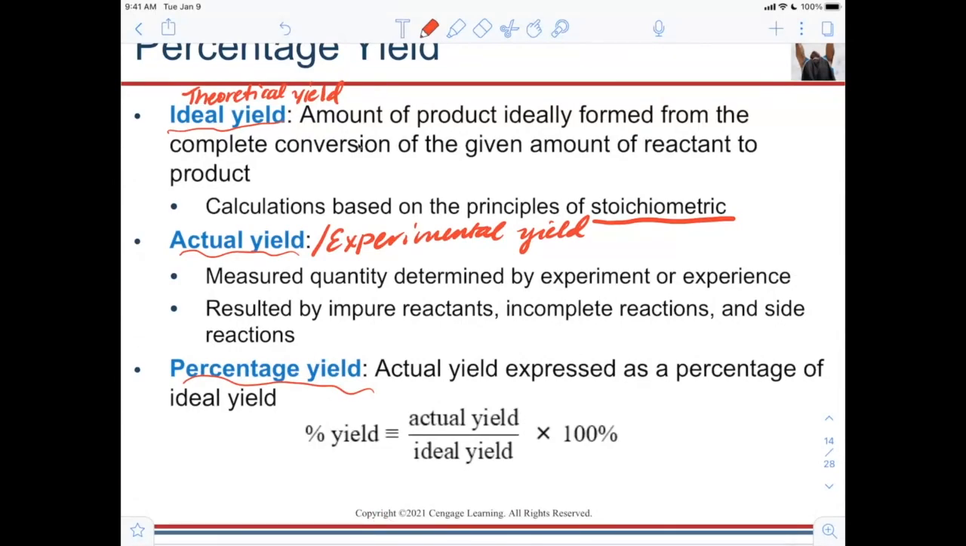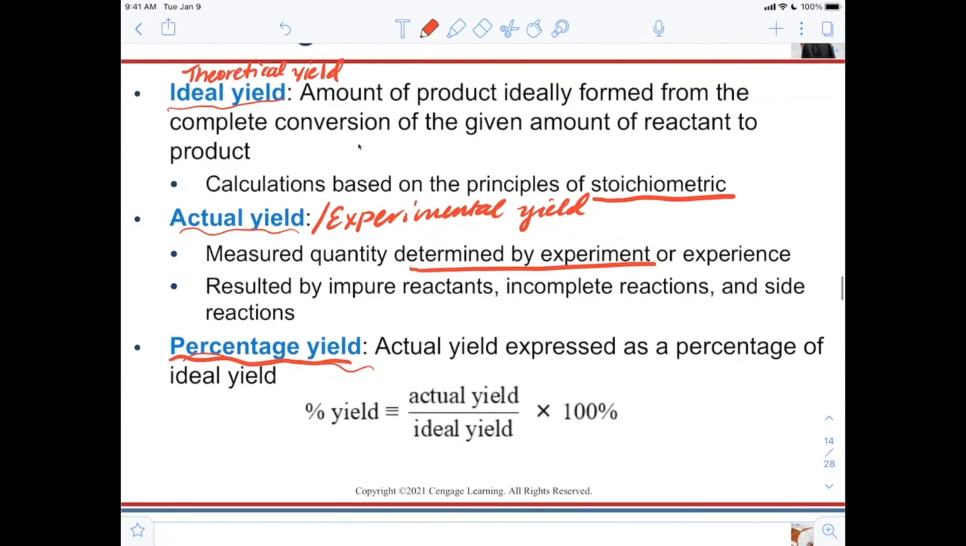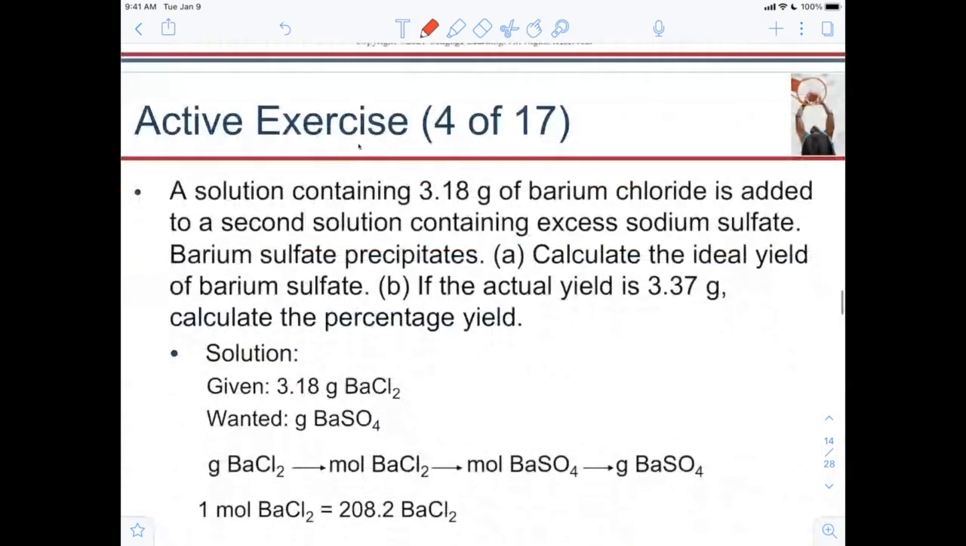Okay? And then to figure out the actual yield, you can only figure that out using experiments. So it says right here, can be determined by experiment or experience. You can't do math to figure out the actual yield or experimental yield. Okay? Then finally, comparing these two, we're going to be figuring out the percent yield, actual over ideal times 100. Okay? Let's go ahead and work this problem out.